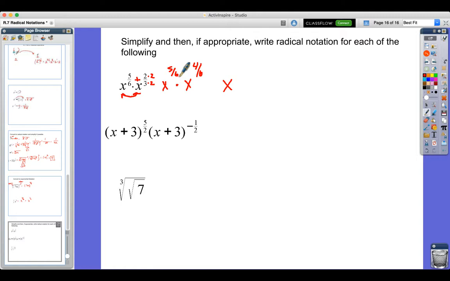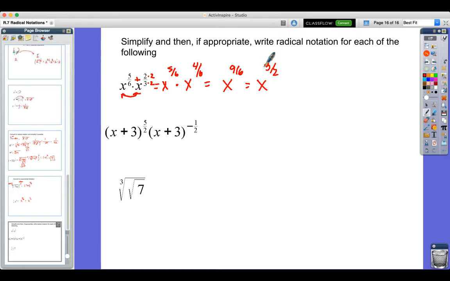So we get a single x, and then 5 plus 4 is 9. We get 9 over 6. Now, can this reduce? Yeah, they both reduce by 3. So you get x to the 3/2. Now, here's the thing. This can simplify. Now, the reason we want this in radical form, you see why.